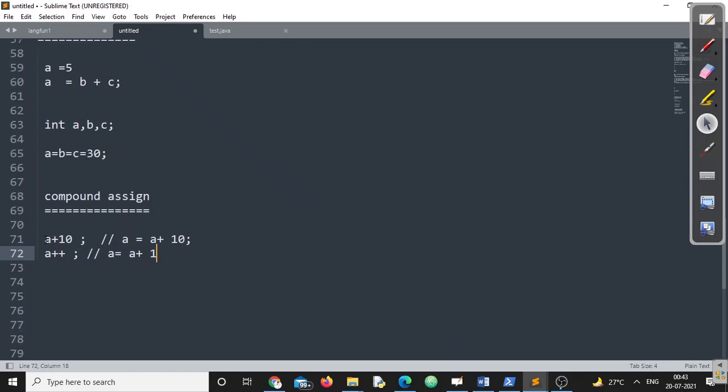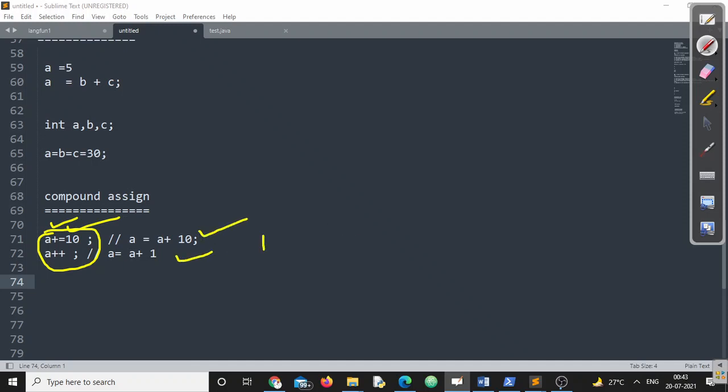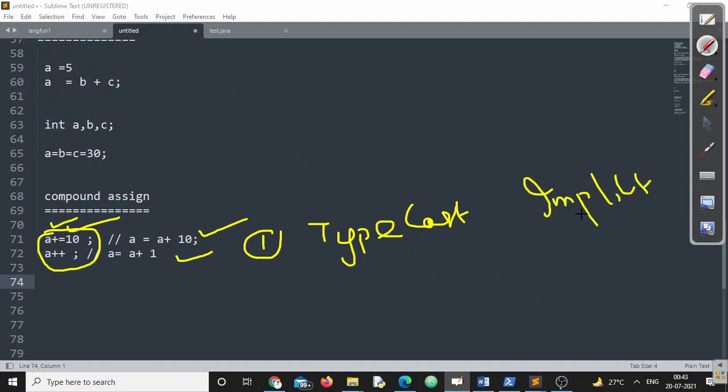But in both the cases, one thing is very common. What is that thing? The thing is, these two operators, when they operate on an operand, not only increment the value, but also typecast automatically, typecast implicitly. Let us understand what that means.